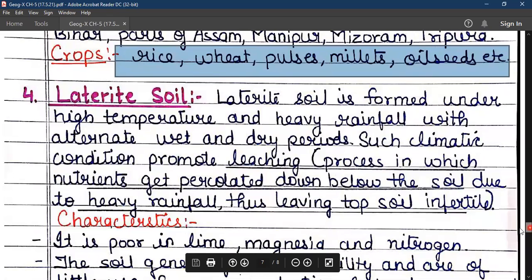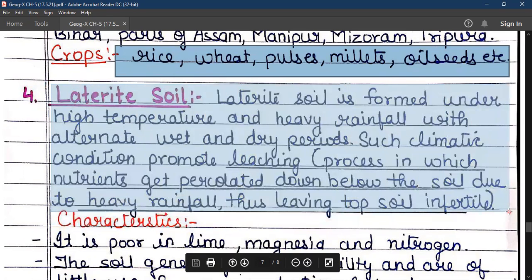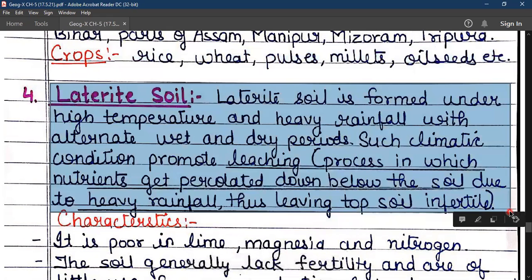The fourth type of soil is the nitrite soil. Nitrite soil is formed under high temperature and heavy rainfall with alternate wet and dry periods. Such climatic condition promotes leaching. Leaching is the process in which nutrients get percolated down below the soil due to heavy rainfall, thus leaving the topsoil infertile.